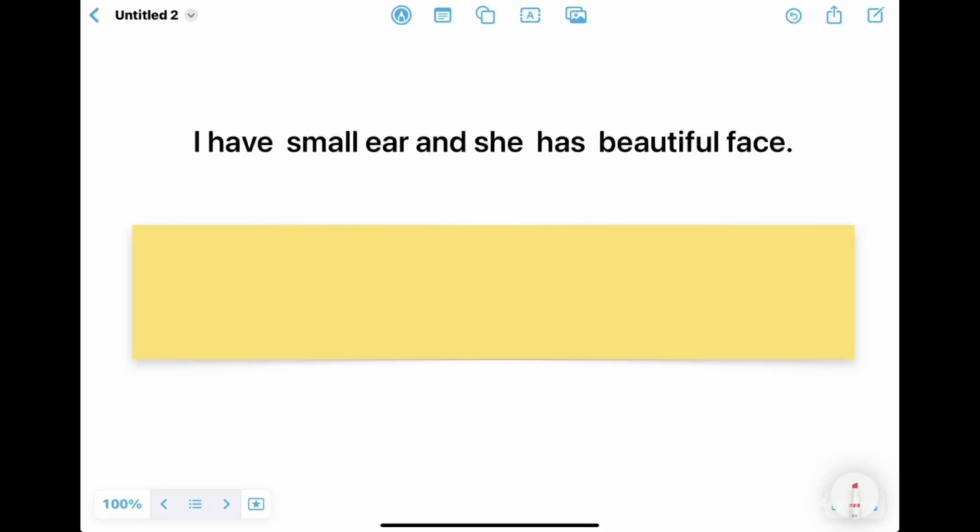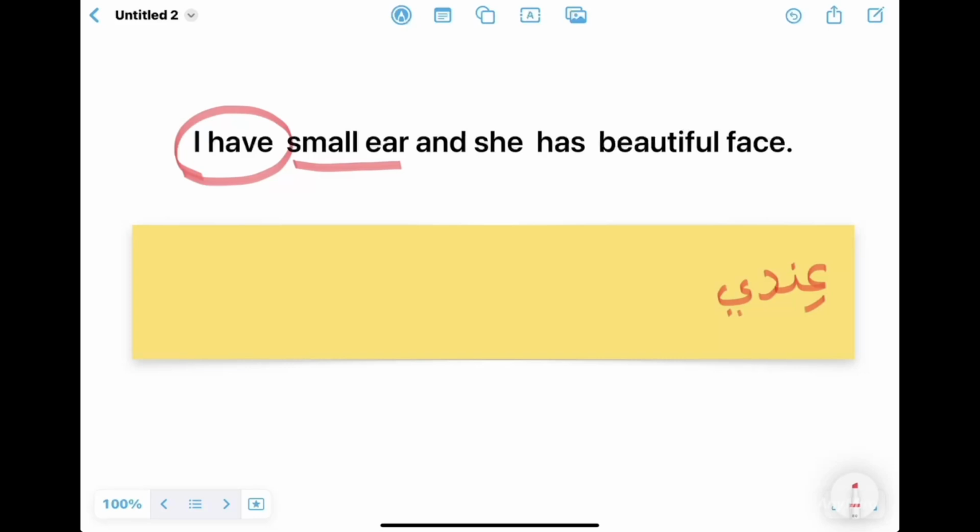Come on. I have a small ear and she has a beautiful face. Okay, come on. Let's translate. What is I have? Indi, right? In. Indi.